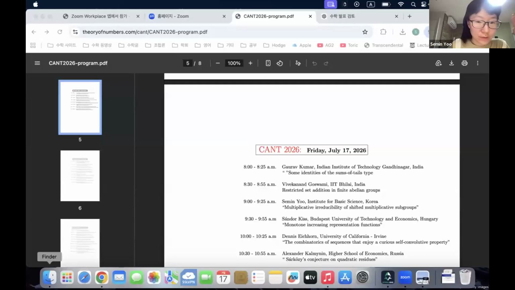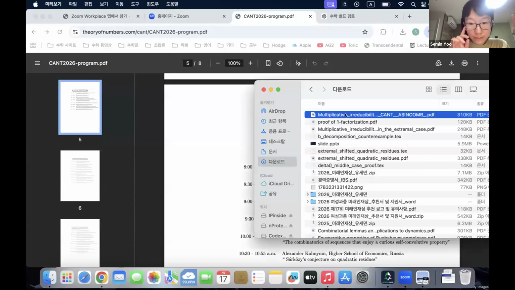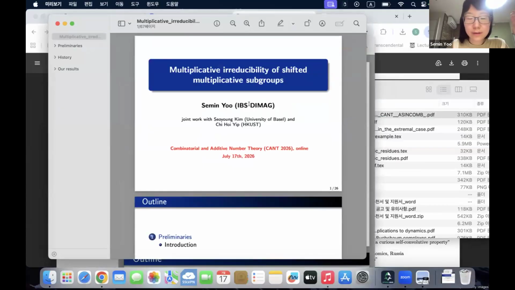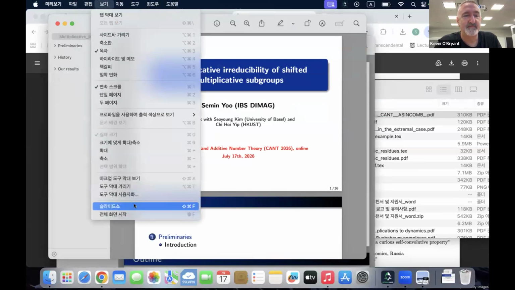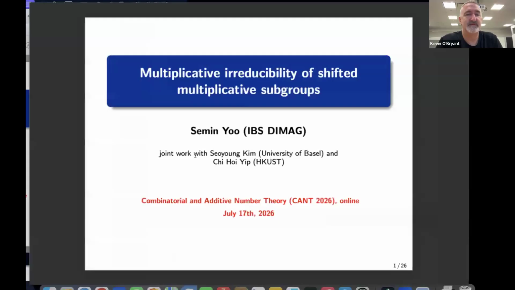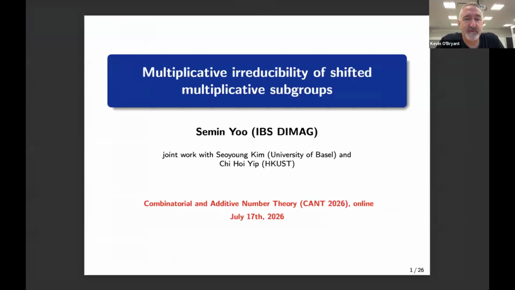Can you see my screen? Yes. Thank you. Multiplicative irreducibility of shifted multiplicative subgroups. Yep. Two minutes left.